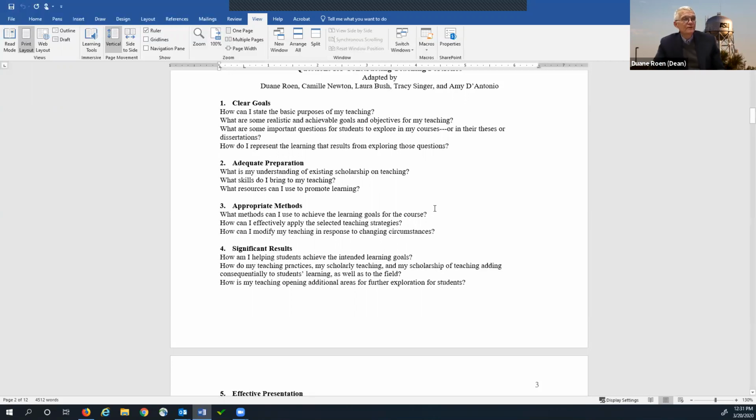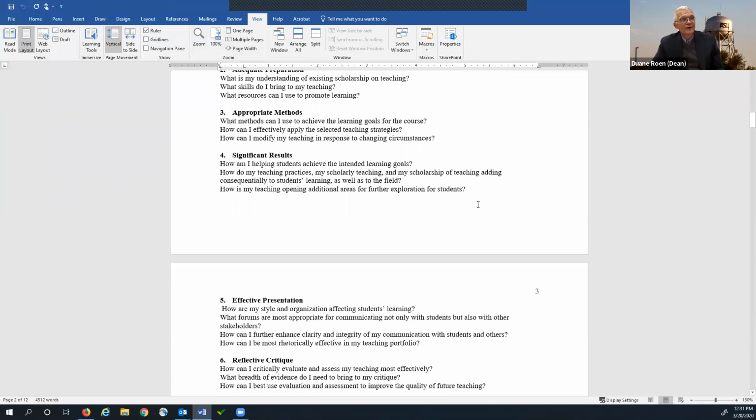Then significant results, in one word again, significant results is learning, and then effective presentation. So, and this is where we really get into the teaching portfolio. Effective presentation here has two meanings. One is, how do I present, how do I engage students in course learning so that they actually learn? But then the teaching portfolio is about how do I represent my teaching to other people who are interested in this.